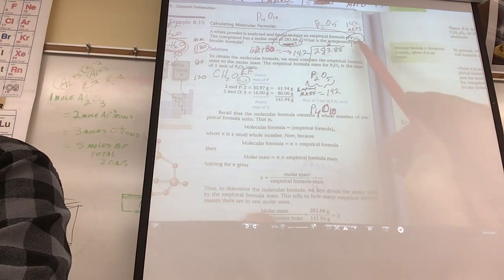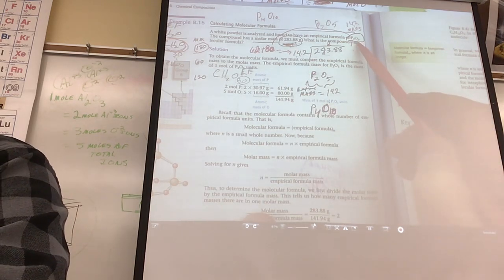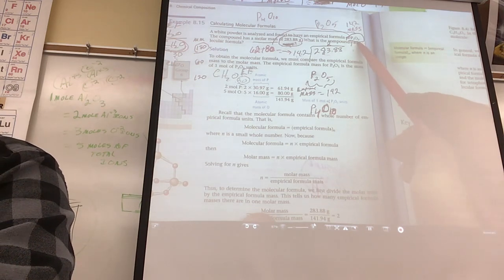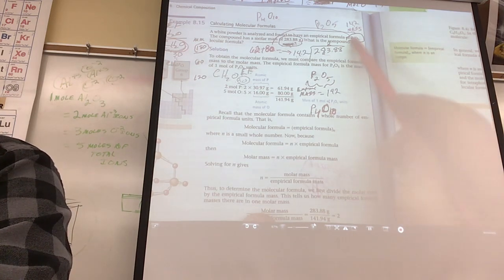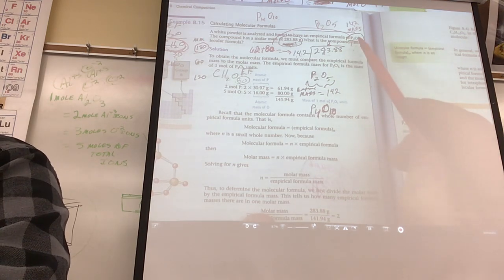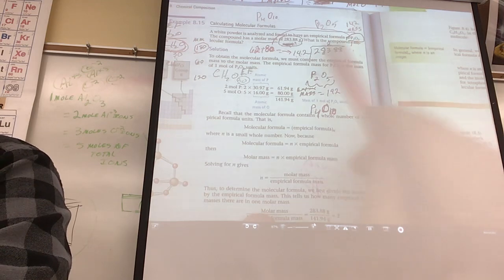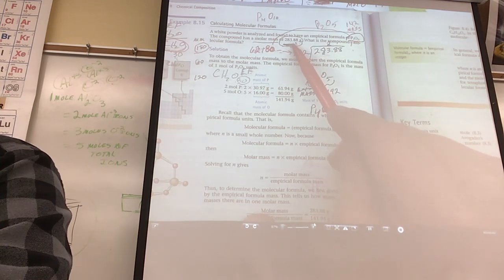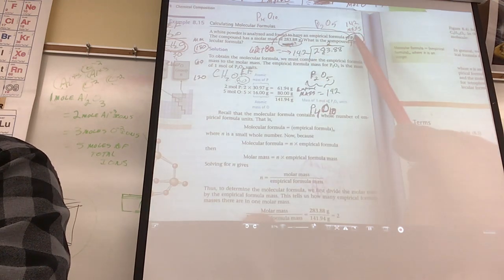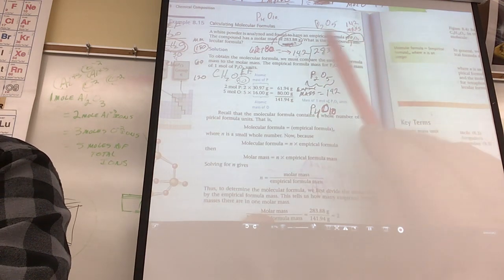This is simply the empirical formula, isn't it? So how do we know if that's the real chemical? You say, well, how am I supposed to know? Well, add up the mass. If you add up the mass of the empirical formula, you get 142. Could it be the real chemical? No, because the real chemical weighs how much? 283.